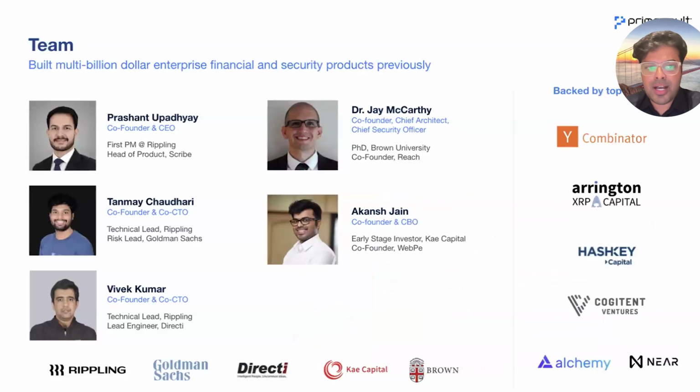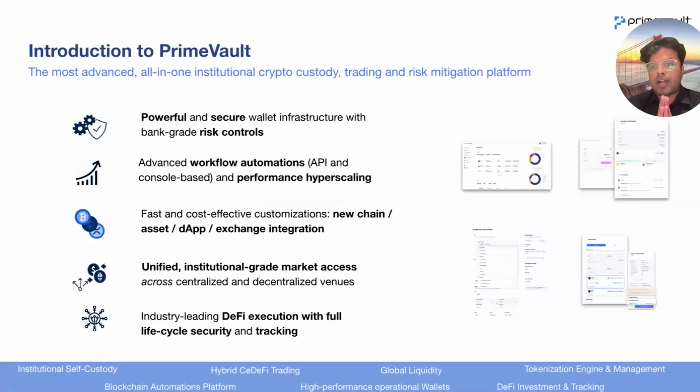A quick background about us: we come from a deep fintech experience. We're the founding team of Rippling, which is a $15 billion company today. We have chief security experts on our team, and we're backed by Y Combinator and a bunch of top funds like Arrington and Hashkey. But what essentially is Primevault at the core of it?